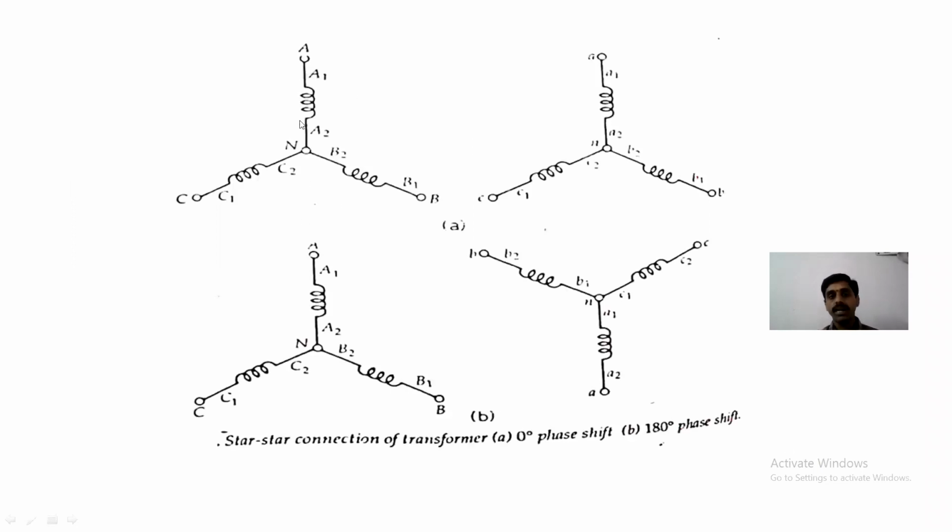You can see both are at position 12 in the clock, primary side and secondary side. This is 180 degrees phase shift. We can observe that here, these two are at 0 degrees position in the clock, the 12th position. These two are just opposite. This is at 12th position in the clock. This is at 6th position in the clock, therefore 180 degrees phase shift.